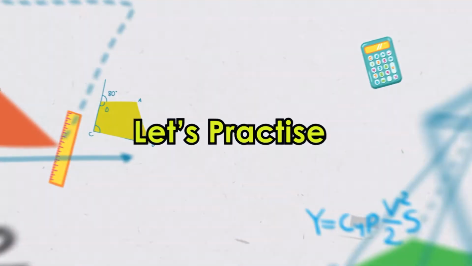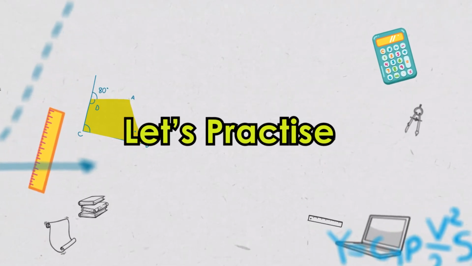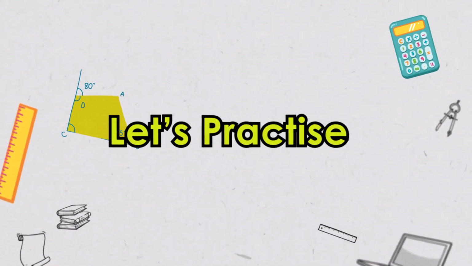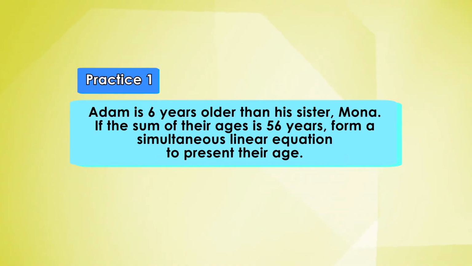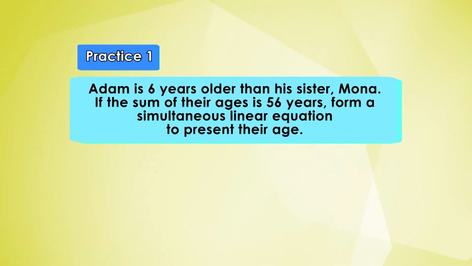Now, let's practice. Remember, practice makes perfect. In this practice, we are going to form a simultaneous linear equation. Adam is 6 years older than his sister Mona. If the sum of their age is 56 years, form a simultaneous linear equation to represent their age.